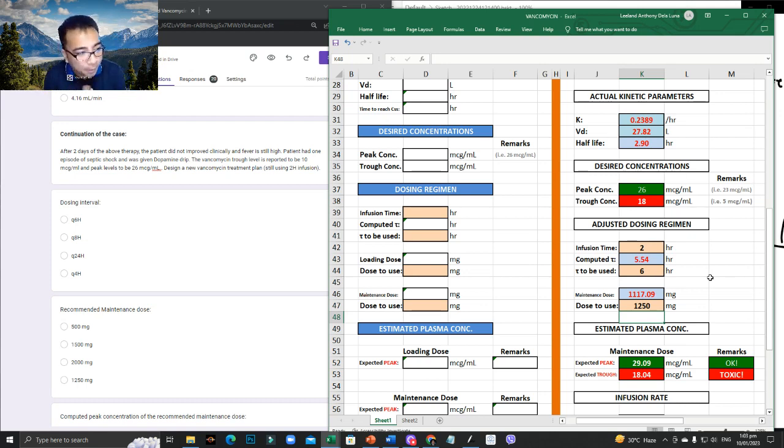Right? So kala ko pwede kong i-manipulate pa eh, pero ito na rin ang best na gagamitin natin. Right? So I hope that's clear to everyone. Okay, for our quiz on vancomycin dosing.